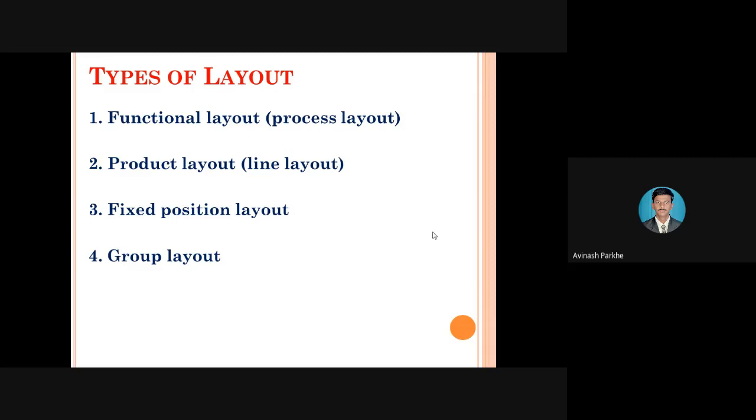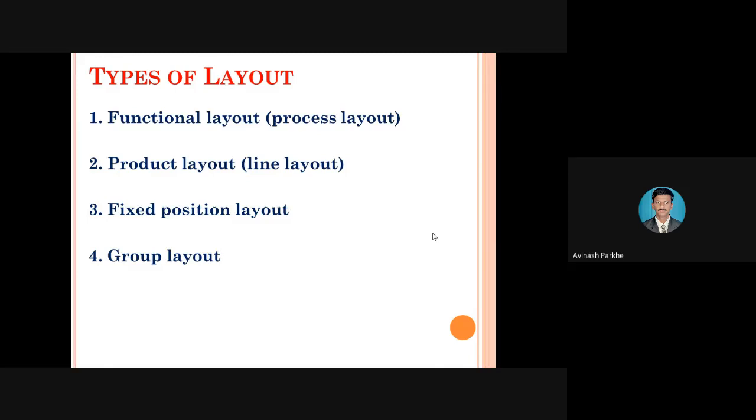Therefore, the next point is related to the types of layout. Basically there are 4 types of layouts which we are going to study in this chapter, and these 4 types are mostly used in various types of industry as per the requirement of the product. Sometimes we have to manufacture products in mass. That means we have to take mass production. If we have to take mass production, which types of layouts do we have to utilize?